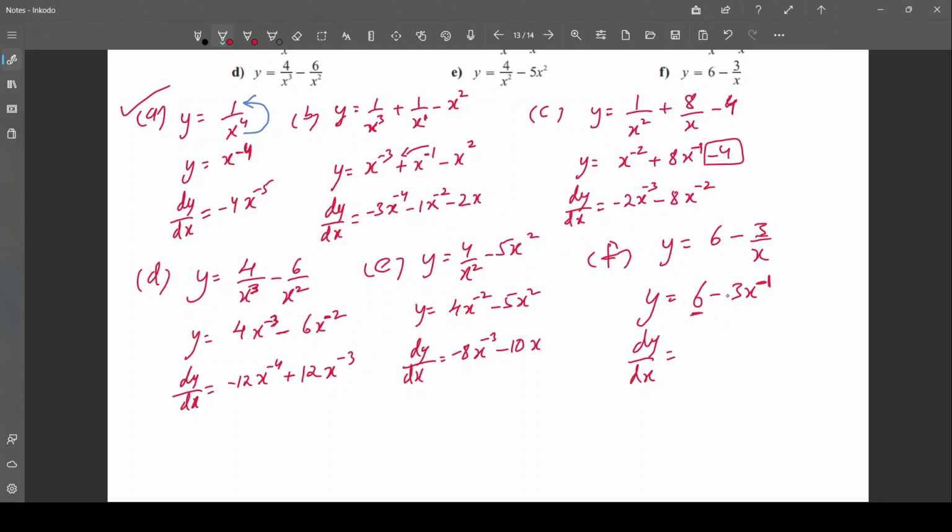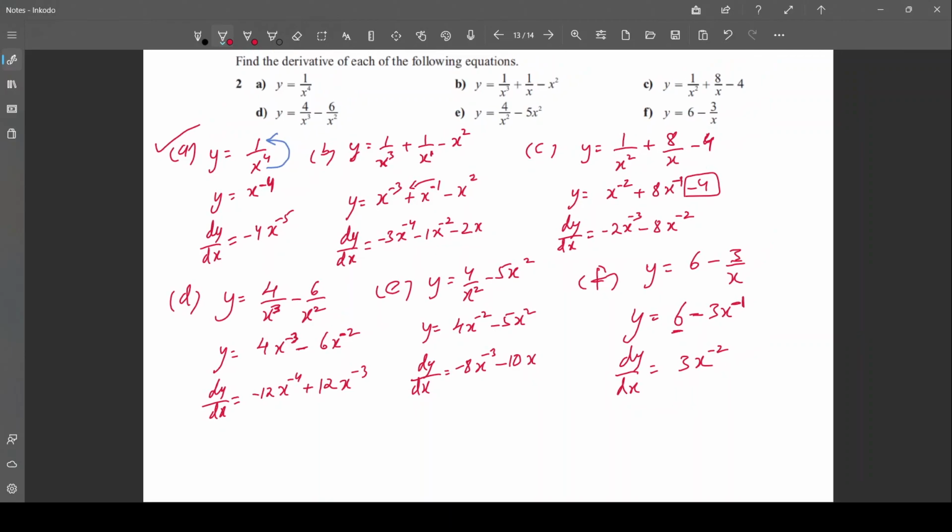So minus 1 and minus 3. Minus 1 multiplied by minus 3 is plus 3. And x to the power minus 1 minus 1 is minus 2, so the power is also subtracted by 1. And this minus 1 is multiplied with 3, and minus 3 gives you plus 3.